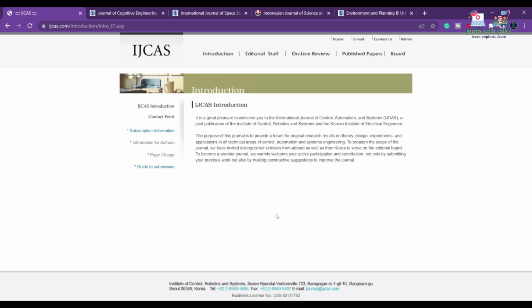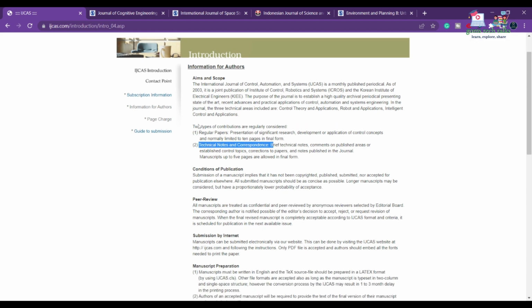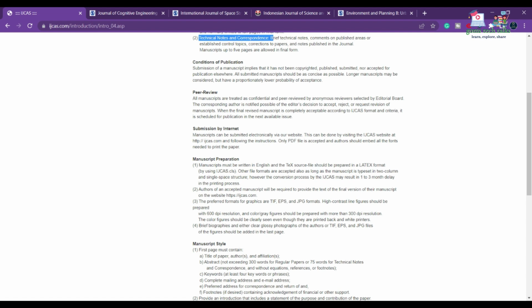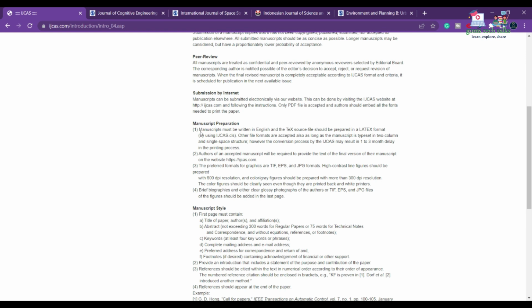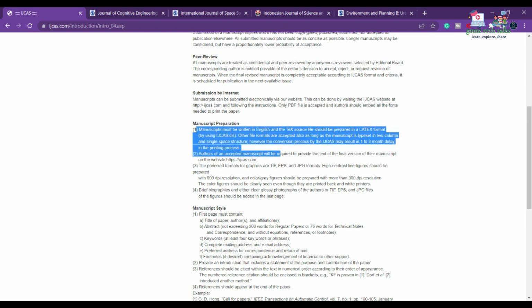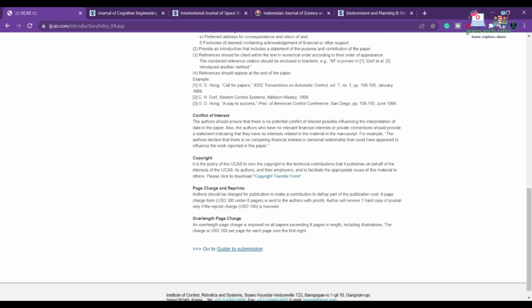Okay, so now let us see, this is the international journal. Let us go to information for authors. Here you can see you can present regular papers, and also technical notes and correspondence. So these two are accepted. And here they have mentioned the peer review policy and how to submit, and something about manuscript preparation, how to prepare and style your manuscript before you submit.